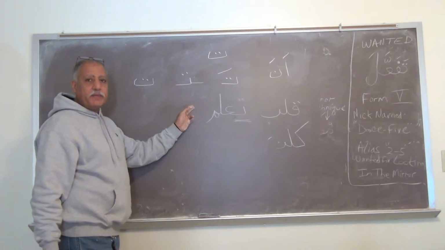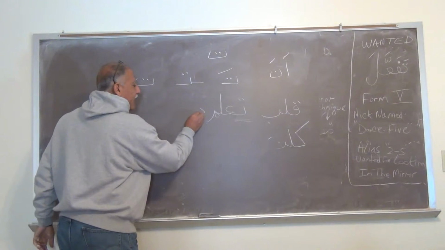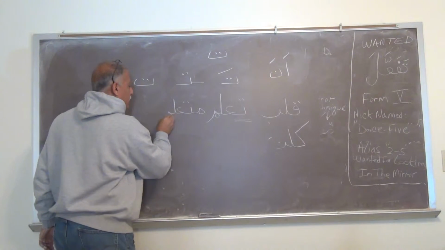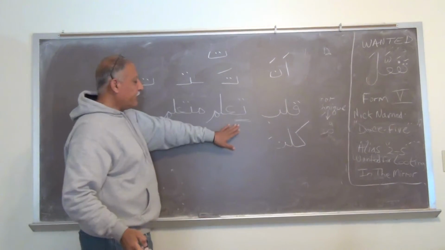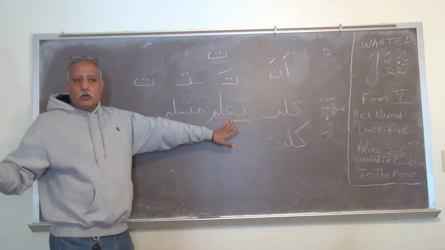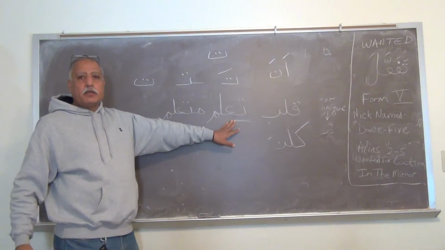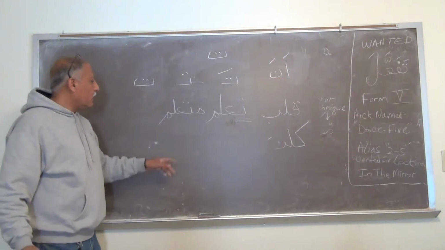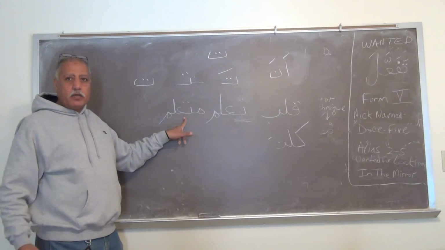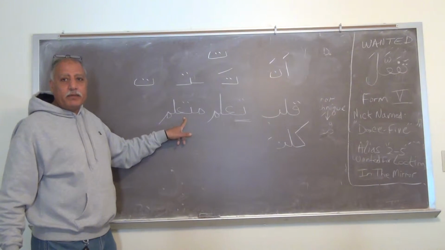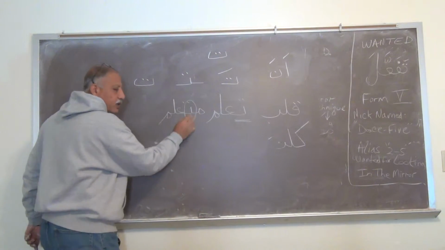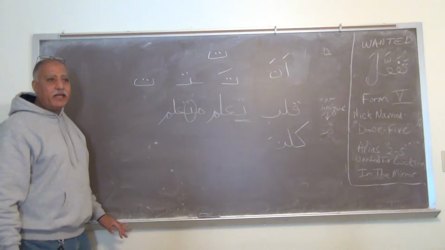The ta when it comes in the middle of the word is in the word متعلم. The meaning of the word تعلم is to know something. The verb to know: if you know something, or he knows something, she knows something. متعلم means somebody educated, the educated person. This is how the ta comes in the middle of the word.